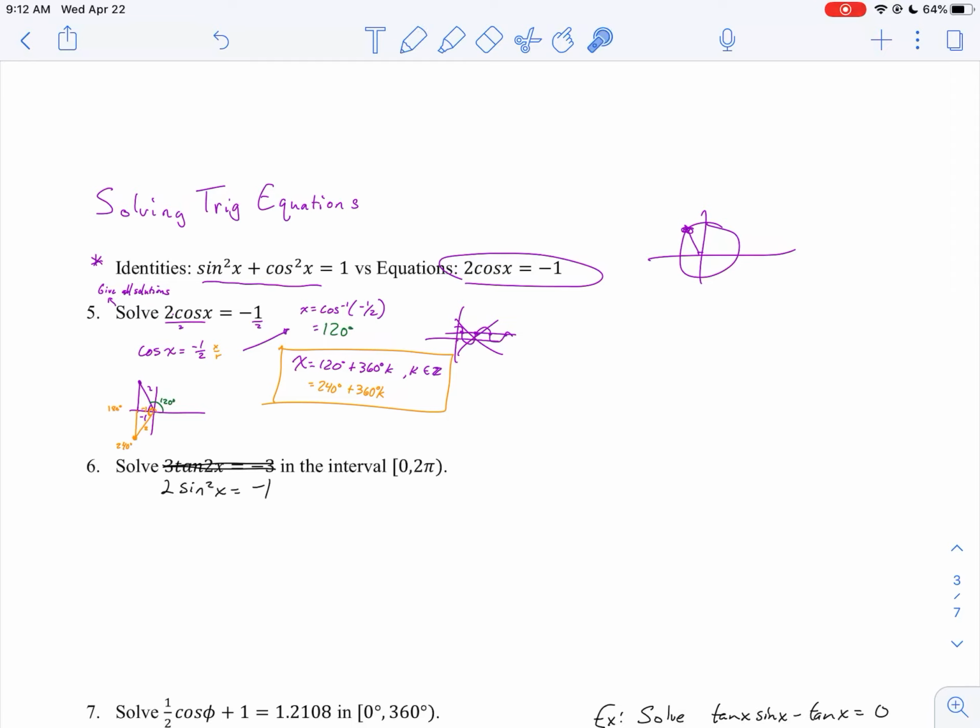So hopefully that makes sense. Key is just to get the cosine by itself first, and then either think through it or use your calculator to your advantage. Even if you use the calculator, you have to think about the circle to get your second angle here. Once you have your two angles, just make sure to add 360k to get all of the coterminal angles. Each time you go around the circle, you'll have another solution. So hopefully that makes sense.